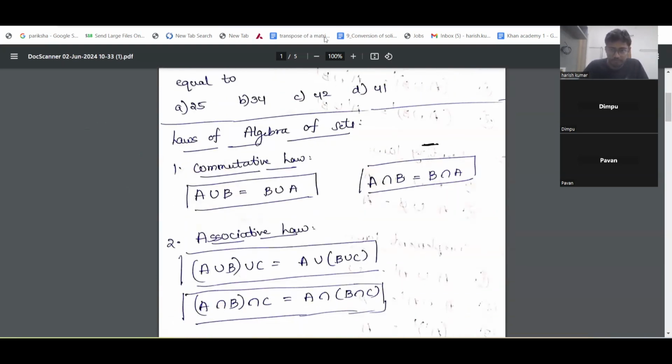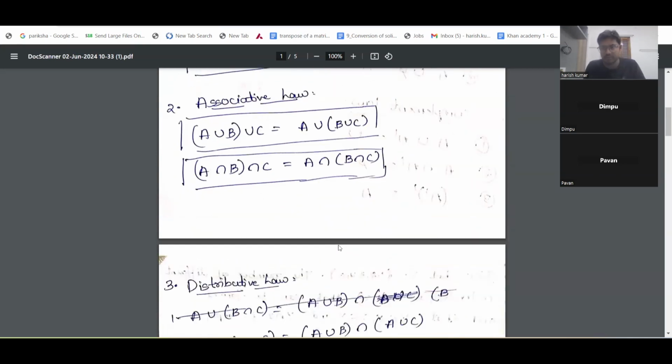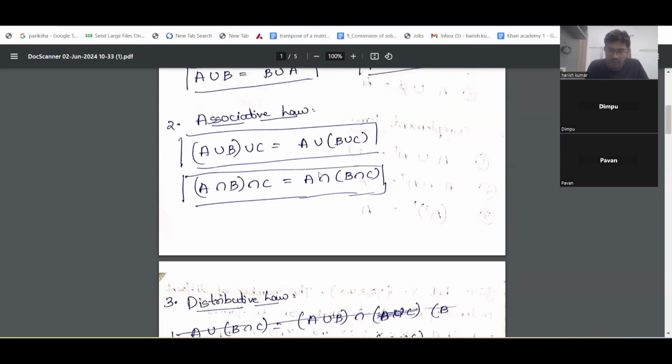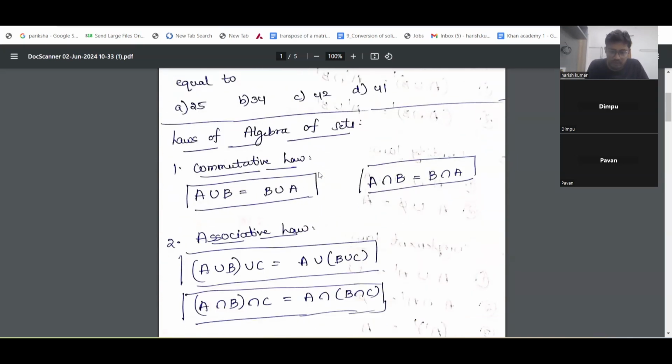So going forward, laws of algebra of sets. These are like basic laws. The commutative law is again the same as in addition and multiplication. So A union B is equal to B union A, and A intersection B will also be equal to B intersection A. The associative law is: if you do A union B and then union it with C, the result will be the same as doing B union C first and then unioning it with A. Same with intersection. So these two laws are very easy to understand.